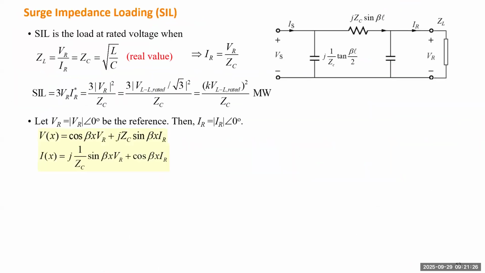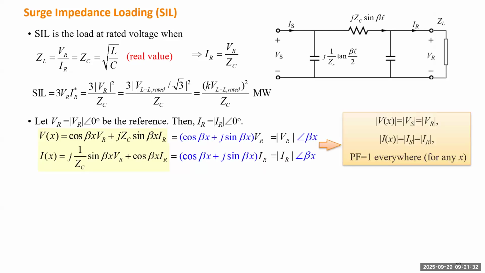So this is the last slide we talked about at the end of the Friday lecture. This is just to introduce a concept called surge impedance loading, or surge impedance load. It's exactly the load when the load impedance is equal to the surge impedance. Surge impedance, if we ignore the loss of the line, is simply defined as the square root of L divided by C. Surge impedance is a real number. It's not a complex number.